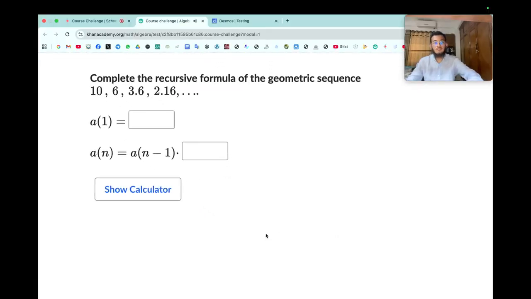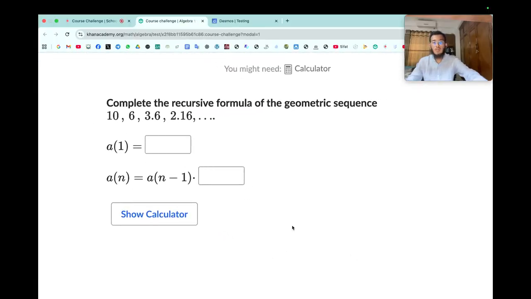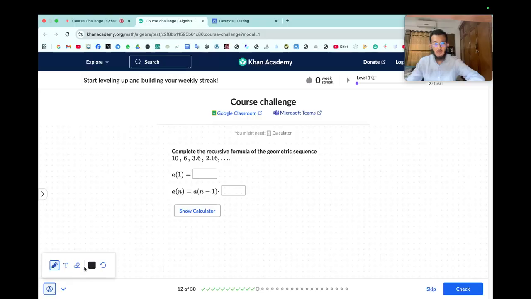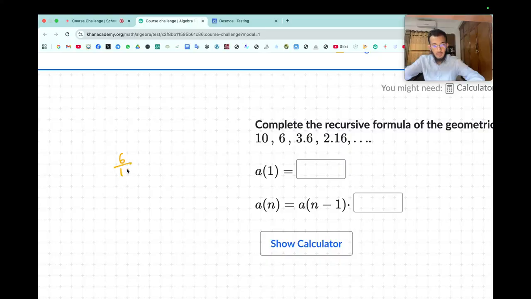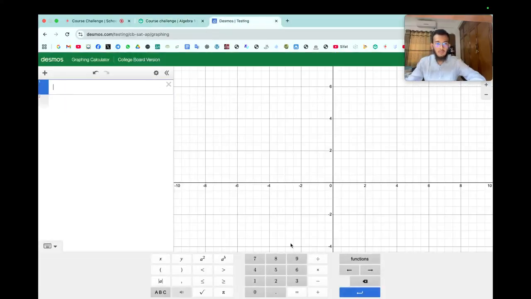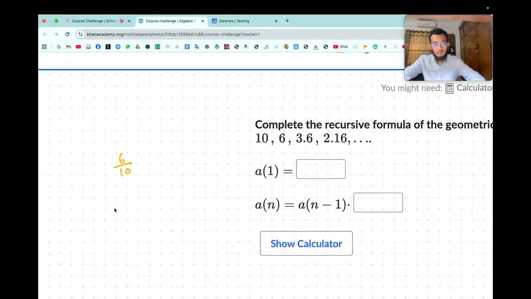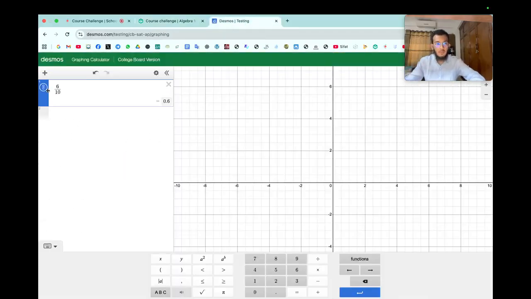All right, complete the recursive formula of the geometric sequence. Okay, so for a geometric sequence, you first find the common ratio, which we do by dividing the second term by the first term. So 6 by 10 is 3 upon 5, 0.6, okay, or 3 upon 5, I guess. Yep.